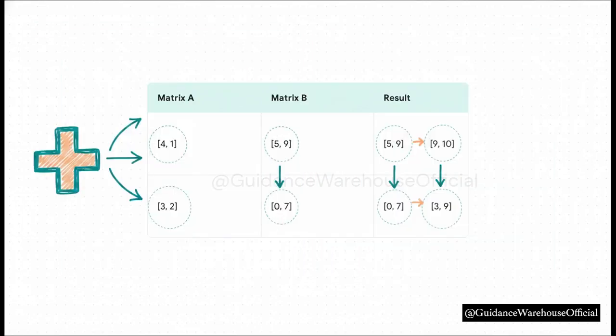So let's see how this builds into an actual calculation. We have two 2x2 matrices, matrix A and matrix B. Because their dimensions match perfectly, we're good to add them. We just take the entry in row 1, column 1 of matrix A, which is 4, and add it to row 1, column 1 of matrix B, which is 5. 4 plus 5 is 9. Then we just move to the right. 1 plus 9 is 10. Drop down to the second row, 3 plus 0 is 3, and 2 plus 7 is 9. It's beautifully simple and highly organized.